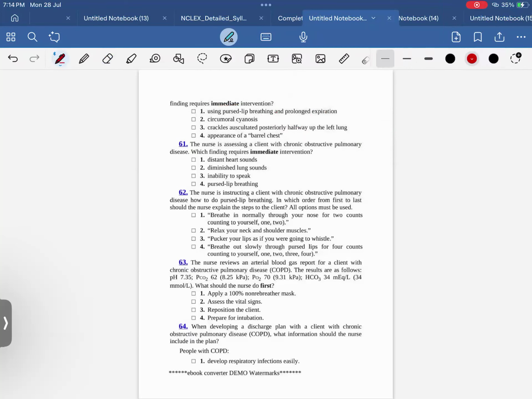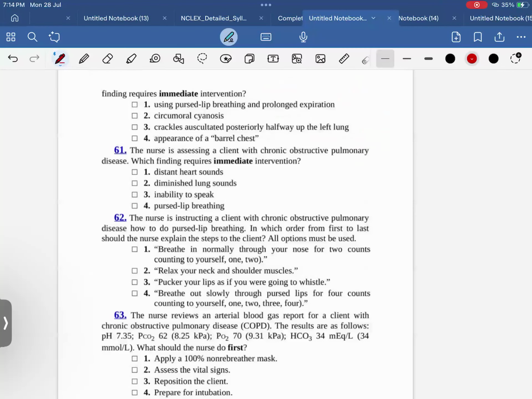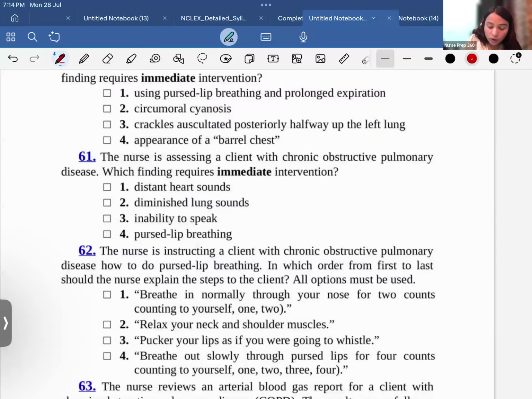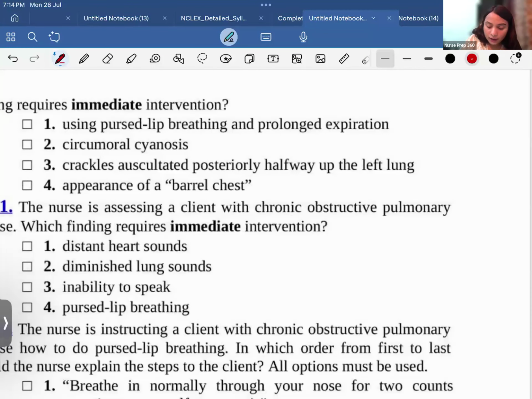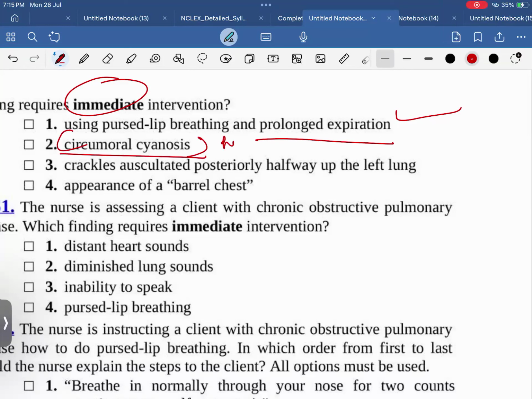Okay. Now, did I tell you that pursed-lip breathing is a very good exercise and prolonged expiration is what we actually want? We want them to do pursed-lip breathing, and I will not give it as an immediate intervention because this is what we actually want from this patient. Second option is circumoral cyanosis. Most of you are giving me this answer. Okay, let me hold this.